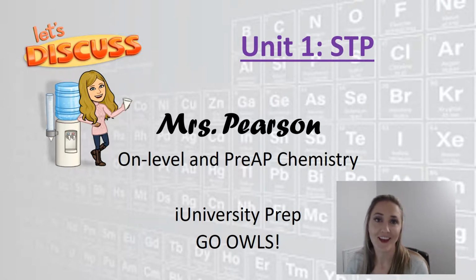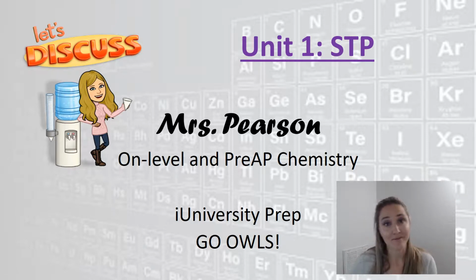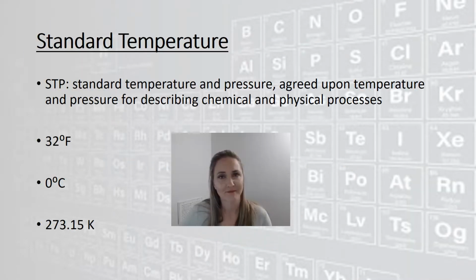STP. You're going to see that in some of these problems in Unit 1, but what exactly does that mean? Let's talk about it. So matter can behave differently depending on what's going on around it, the pressure and the temperature that it's under. So in order to have a common language for scientists, they have agreed upon standard temperatures and pressure by which to describe chemical and physical processes and how they occur. So you need to know what these values are.